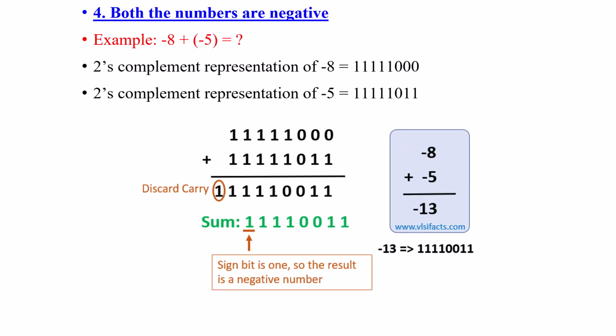And the last one is when both are negative. Both are negative means we take the positive of that number, flip the bits and add 1. After that, we get the values of -8 and -5 and we perform the addition. And if the most significant bit is 1, it indicates that it is a negative number.